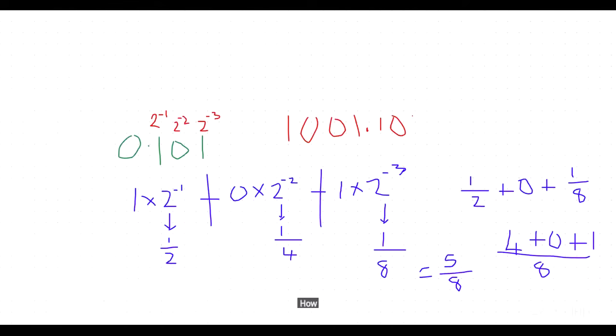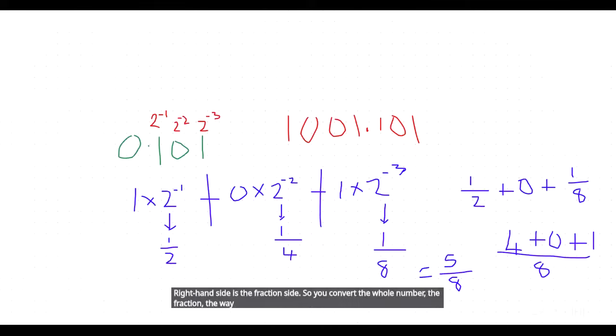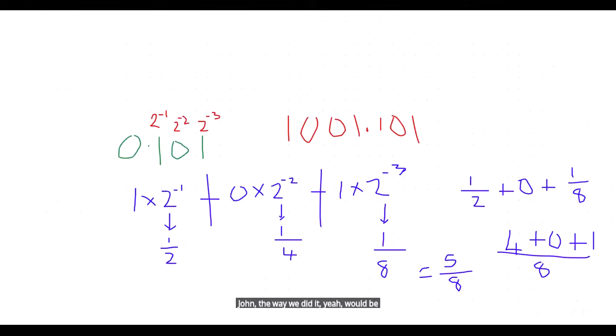How do you convert this? Left-hand side is the whole number part. Right-hand side is the fraction side. So you convert the whole number and the fraction the way we did it. Just the way we did it, here will be 0, 1, 2, 3. This 2 raised to power 3, 2 raised to power 2, 2 raised to power 1, 2 raised to power 0.